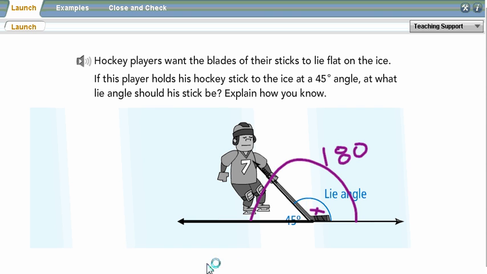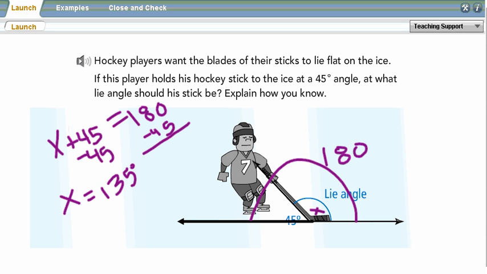So I can set up an equation like we did for the complementary. I have x plus 45 equals 180. I need to solve for x. Go ahead and do that real quick. Check your answer. Did you get that x is 135 degrees? When you subtract 45 from both sides, you're left with x, and 180 minus 45 gives x equals 135.